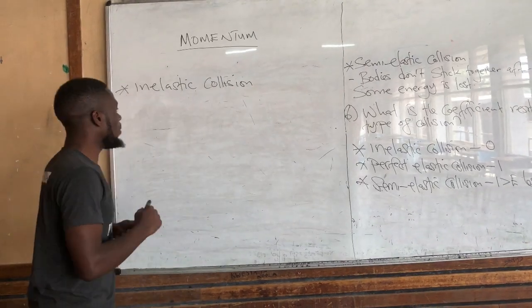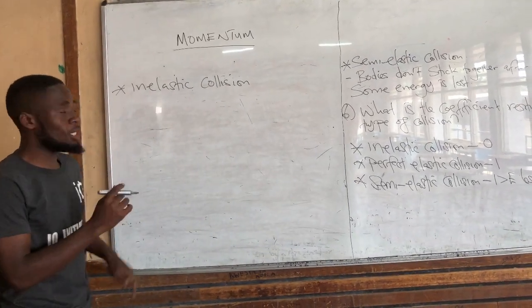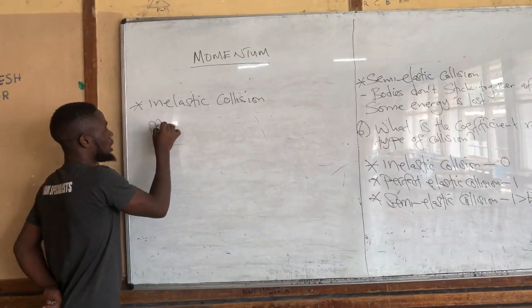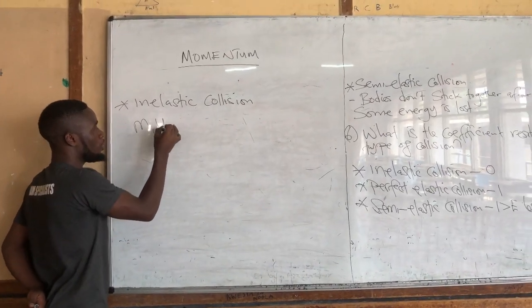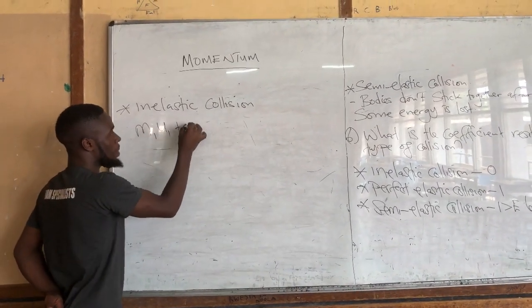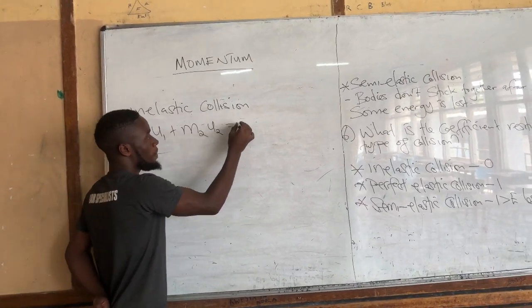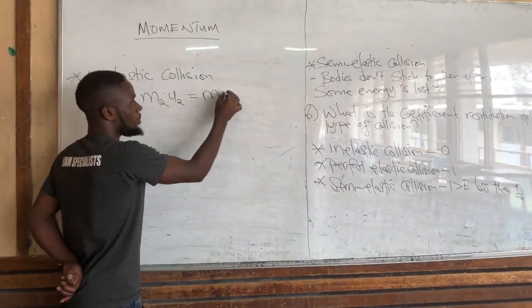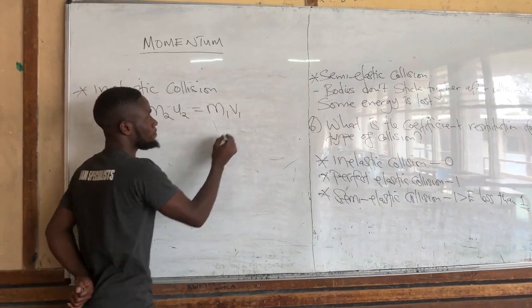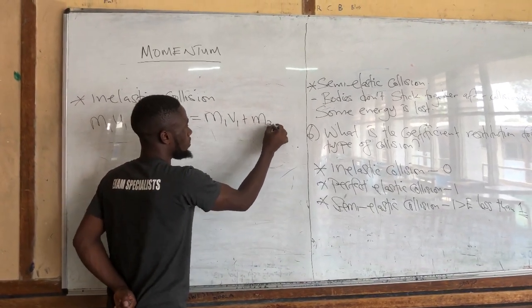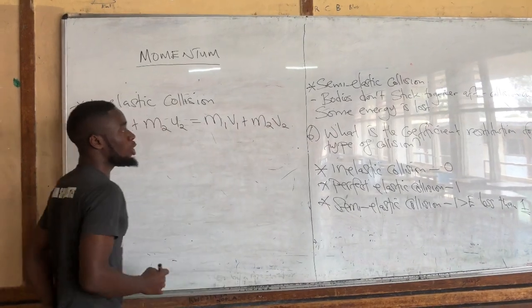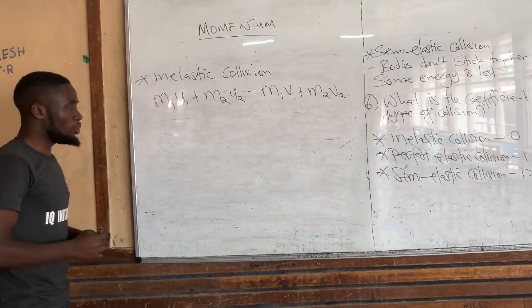The equation for momentum is, for example, I have two bodies. So we say the mass of body 1 multiplied by the initial velocity of body 1, plus the mass of body 2 multiplied by the initial velocity of body 2, is equal to the mass of body 1 multiplied by the final velocity of body 1, plus the mass of body 2 multiplied by the final velocity of body 2.